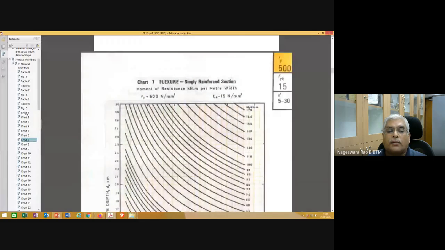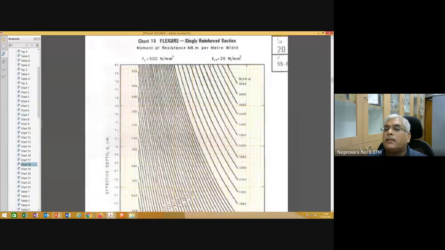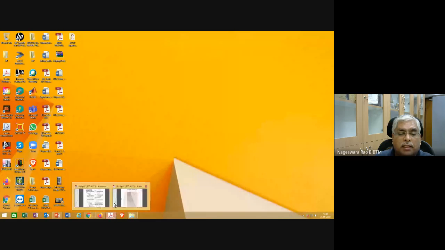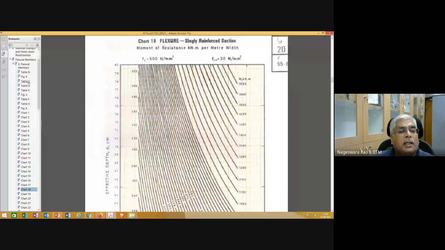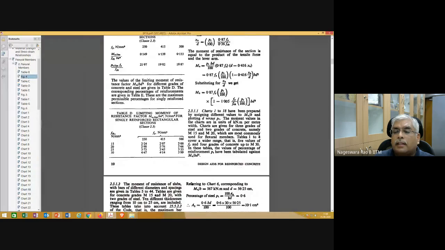Okay, like that from chart 1 to chart 18. Charts 1 to 18 have been prepared by assigning different values to Mu divided by B and plotting D versus percentage of steel. The moment values in the charts are in units of kilonewton meter per meter. That is, Mu divided by B has units of kilonewton meter per meter width, okay?